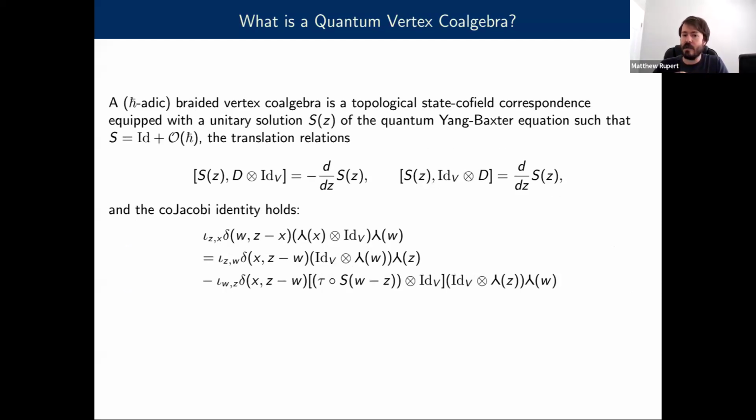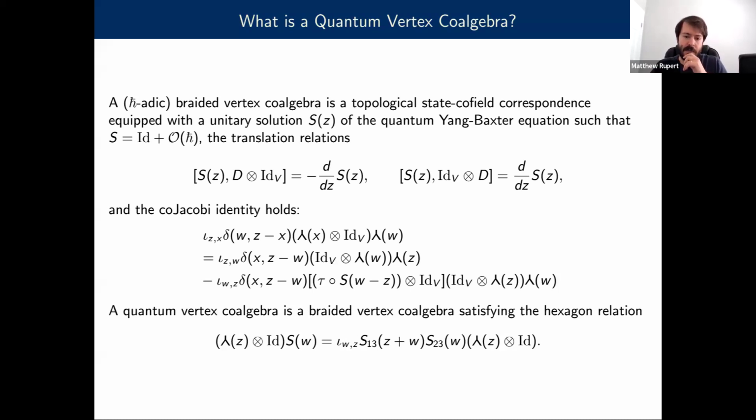And a braided vertex coalgebra, again, just like quantum vertex algebras, is a state cofield correspondence with a solution of quantum Yang-Baxter, where your solution is intertwined in a certain way by the operator D, and you have a co-Jacobi identity that holds. The reason we start with the co-Jacobi identity and not co-locality is because the co-locality condition actually changes a little bit for vertex coalgebras.